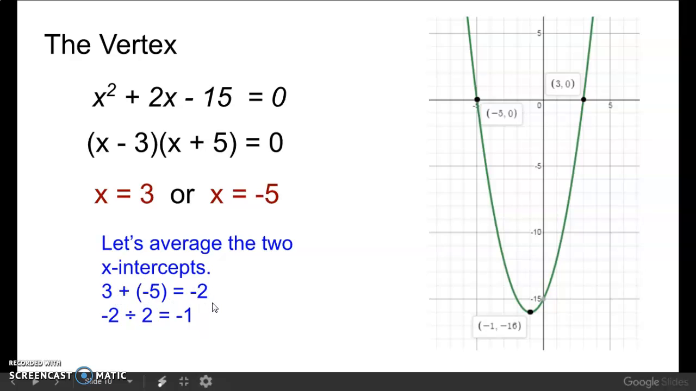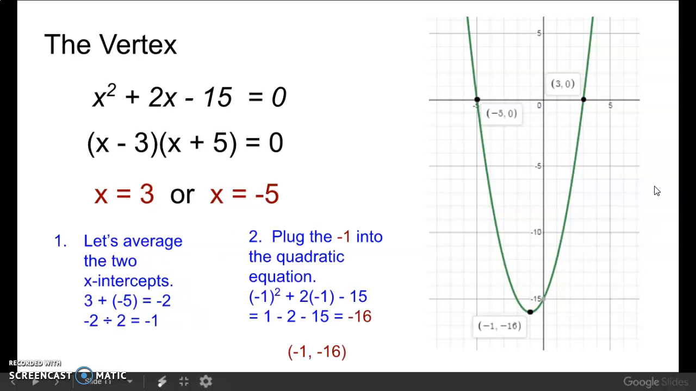3 plus negative 5 is negative 2. Negative 2 divided by 2 is negative 1. So when x is negative 1, right here, if we come right down, that would be the vertex. And we can see it is the vertex right here, negative 1, negative 16. Again, Desmos actually gives you the vertex when you graph a parabola. All right, so then we can figure out the exact vertex by doing this second step.